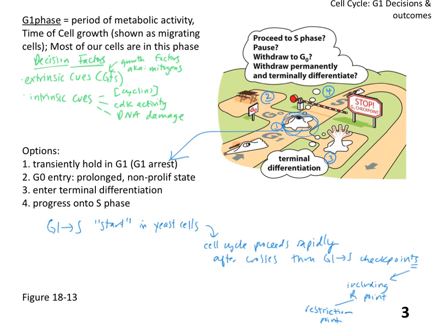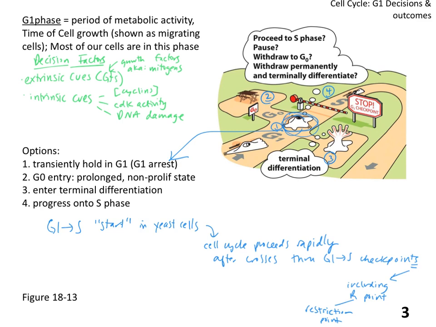And I want to talk a little bit more about this decision about proceeding into S phase. So moving from G1 to S is called start in yeast cells, signifying the start of the cell cycle and basically the start of this commitment to move forward with cell division. Though certainly there are a couple other checkpoints afterwards, this is really the biggest checkpoint. And the big concept is that after passing the G1 to S decision point, the cell cycle moves rapidly.